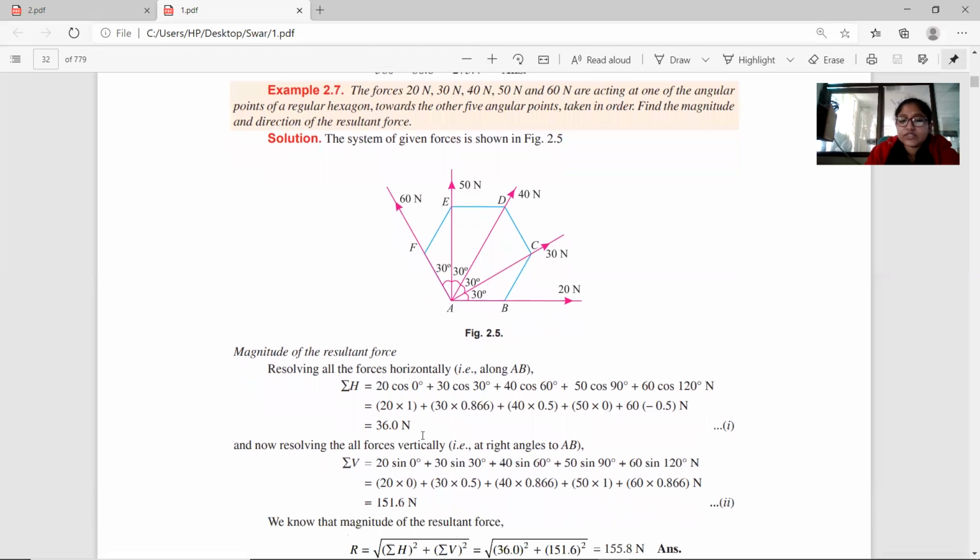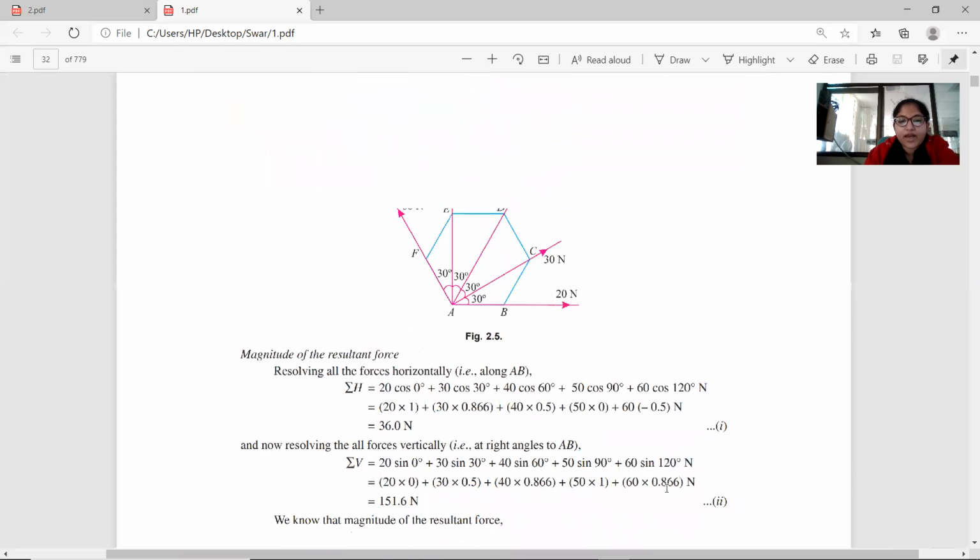Now resolving all these forces vertically, sigma v equals 20 sine 0, because there is no angle between the vertical direction and this force. So 20 sine 0 degree plus 30 sine 30 degree plus 40 sine 60 degree plus 50 sine 90 degree plus 60 sine 120 degree. Putting the values of sine 0, sine 30, sine 60, sine 90 and sine 120 in this equation, my sigma v will be 151.6 Newton.